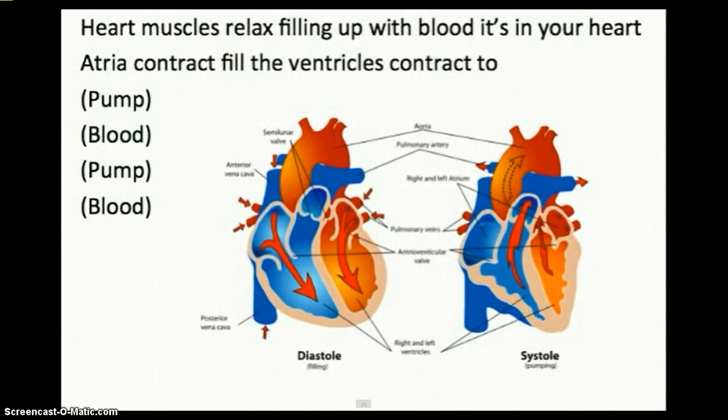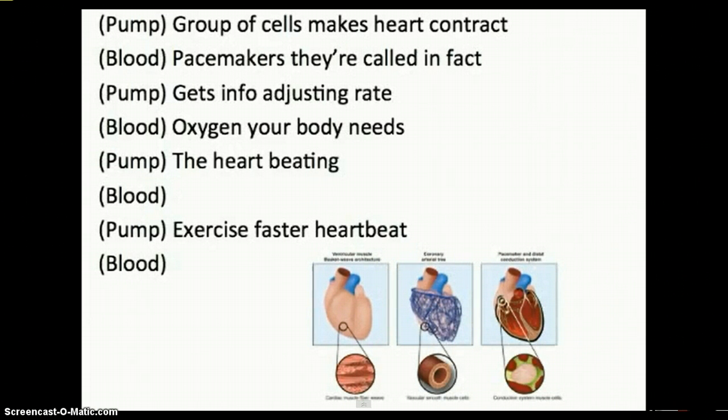Muscles relax, filling up with blood. It's in your heart. Atrium contract, feel the ventricles contract too. Come on now. Group of cells makes heart contract. Pacemakers that call it back. Gets it forward just in range. Oxygen your body needs. The heart beating.